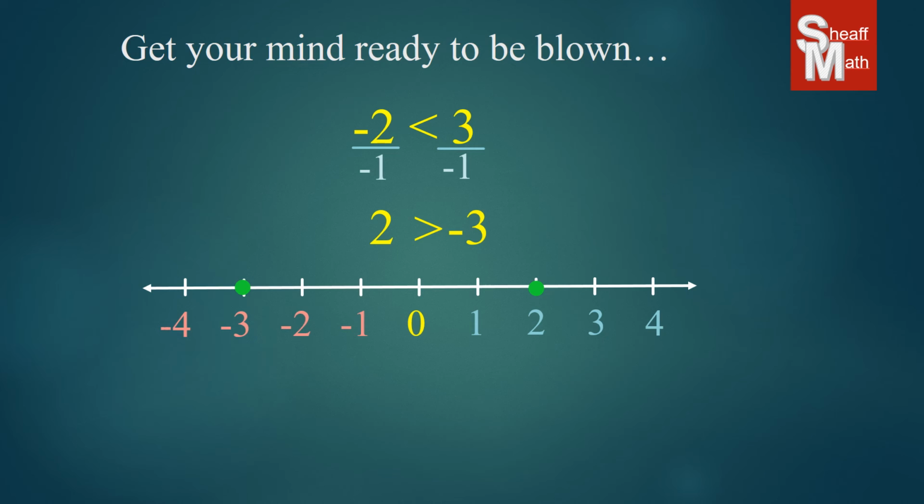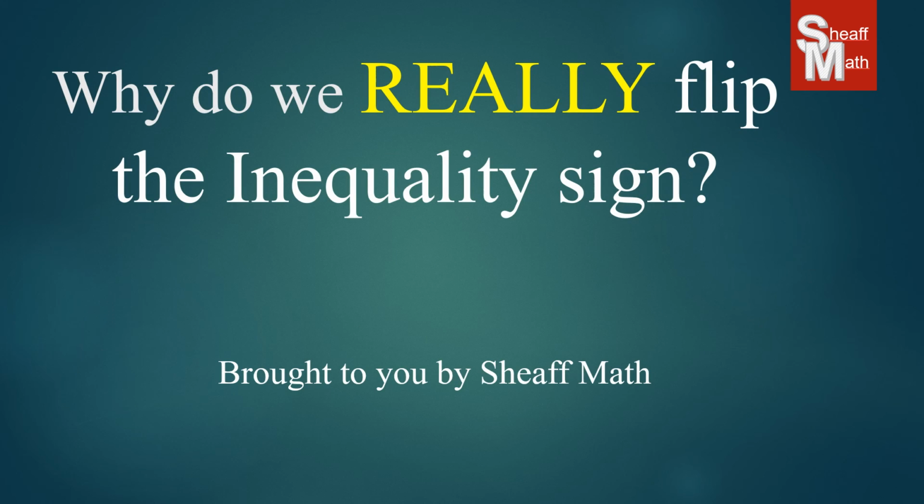And actually, in equations, this happens as well, but because we're only dealing with one dot or one point on the line, we never have to worry about it not being accurate. It will always just be on that point, whether you drew the number line forwards or backwards, so we never have to deal with that. Anyway, that is why we have to flip the sign when we divide or multiply by a negative on both sides of an inequality.